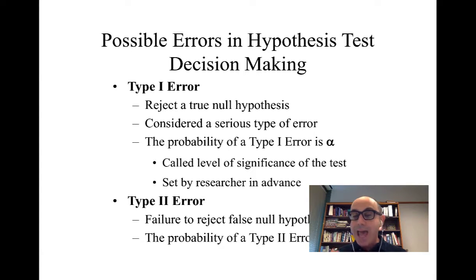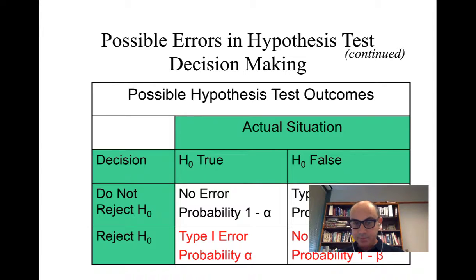The type 1 error is rejecting a true null hypothesis, which can happen. Consider the various types of error. The probability of a type 1 error is called the level of significance of the test, alpha, and is set by the researcher in advance. The type 2 error is the failure to reject a false null hypothesis. The probability of a type 2 error is, in this case, beta.